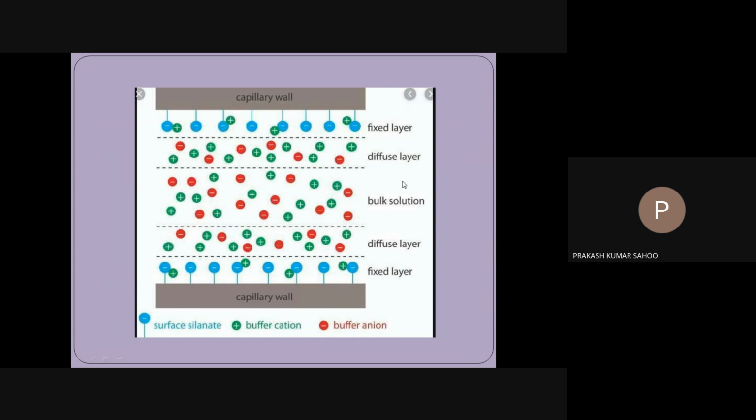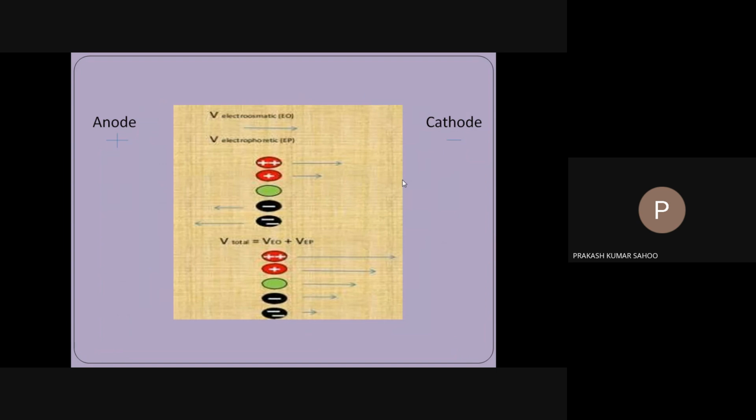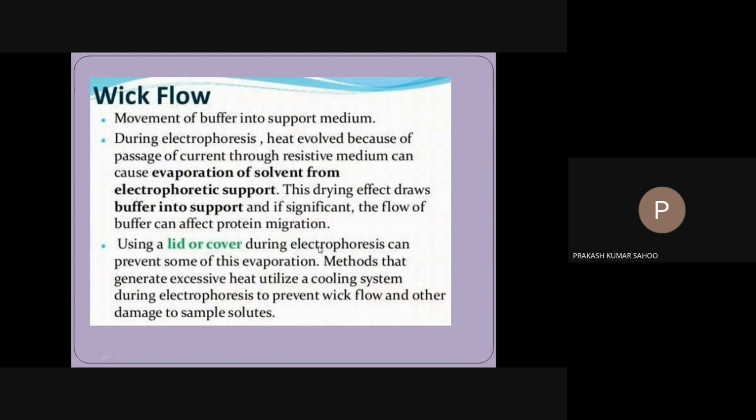So this is endosmosis, and these are the fixed layer and the diffuse layer. This is the migration part, where positive ions migrate towards the cathode and negative ions migrate towards the anode, and there will be wick flow. Wick flow is the movement of buffer into the support medium.